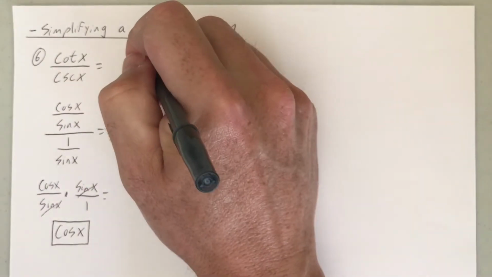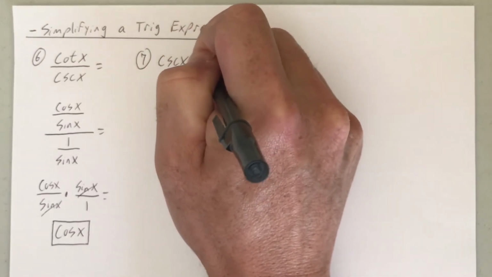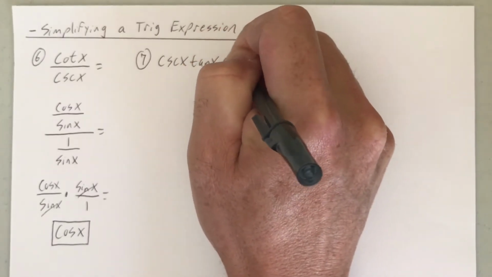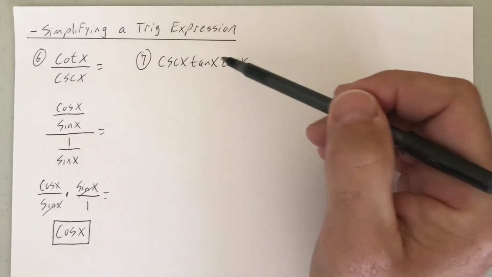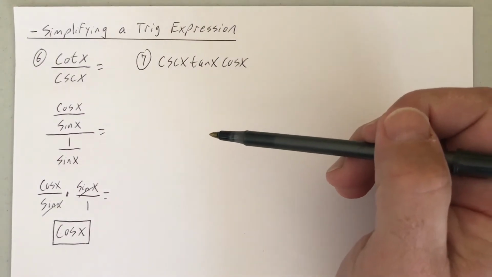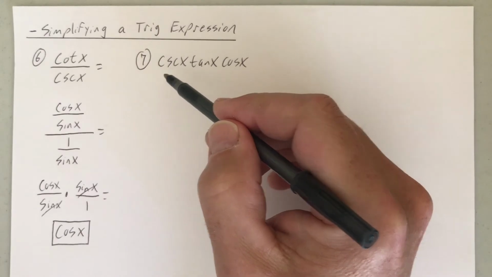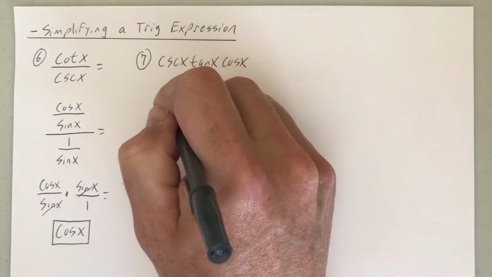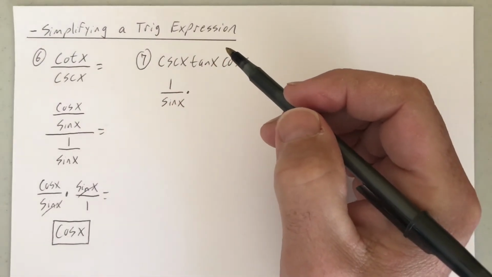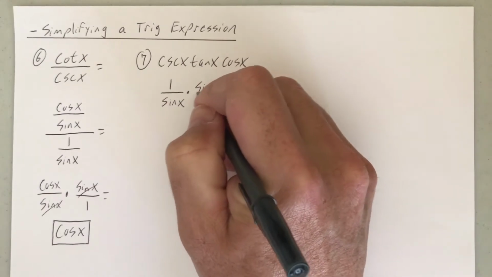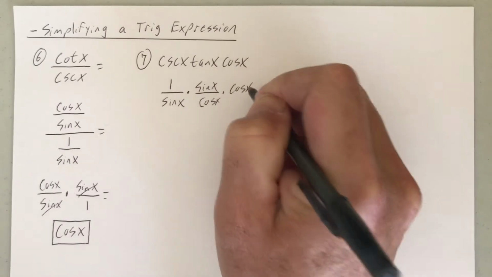All right, let's look at another one. So we have cosecant x times tan x times cosine x. So again, looking here, we got cosecant times tangent times cosine. One of the strategies is to just go ahead and rewrite everything in terms of sines and cosines. So let's go ahead and do that. So cosecant x is equal to 1 over sine x, times tangent is sine over cosine using the quotient identity, so sine x over cosine x. And then of course we just have cosine x.